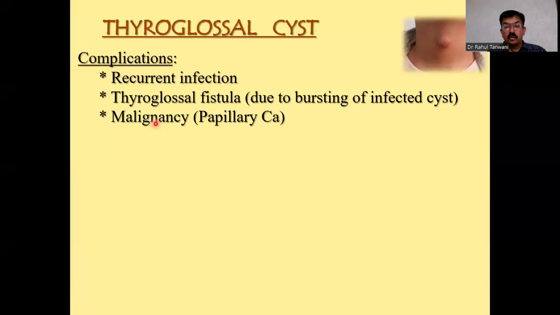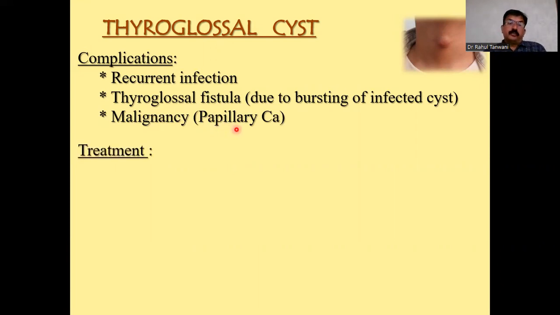Don't forget that it's a true cyst. It has got an epithelial lining. So from that lining, a malignant tumor can arise. There are 4 major malignancies of the thyroid gland: follicular, papillary, medullary, and anaplastic. The malignancy which arises in a thyroglossal cyst, the most common malignancy, is papillary carcinoma.